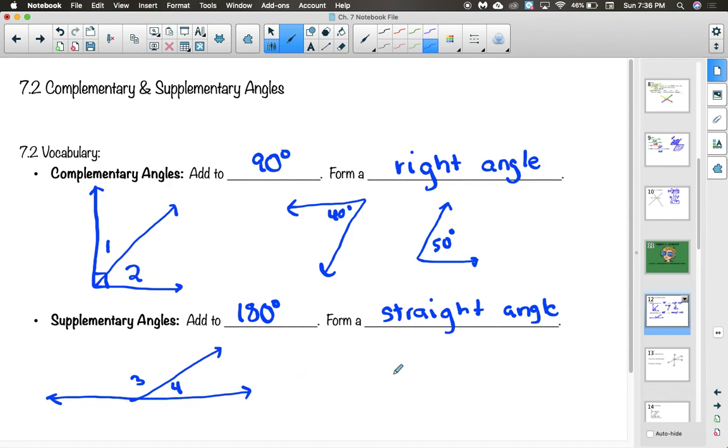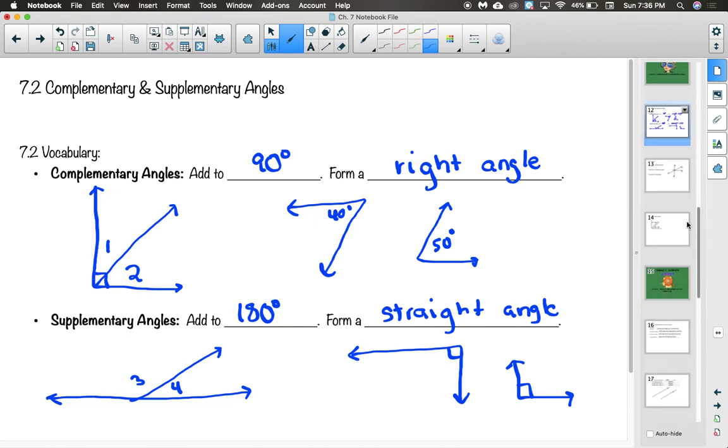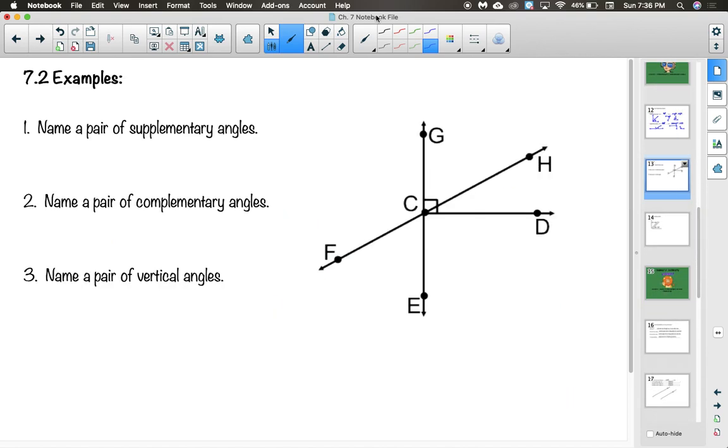Okay, another example, again, they could be floating in midair. That's fine. Maybe I've got a 90-degree angle here and a 90-degree angle here. They don't have to be touching to be supplementary. They just have to add to 180. Okay, so let's do some examples.